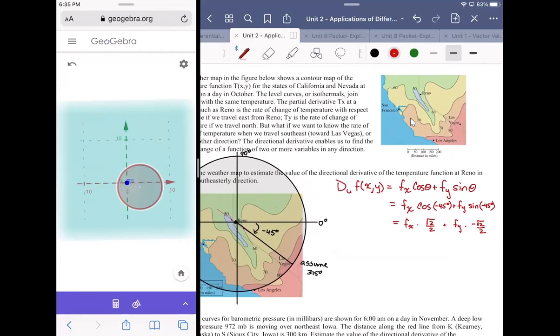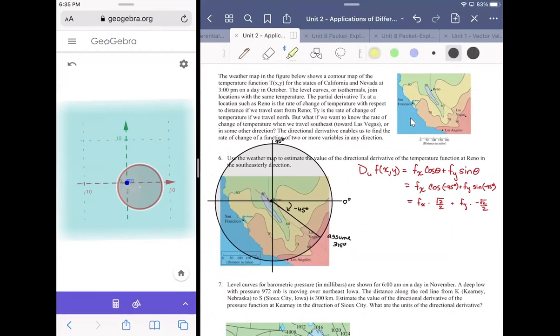So that goes back to the little blurb here. Let me get the T sub x first. T sub x at a location such as Reno is the rate of change of the temperature with respect to distance if we travel east from Reno. And T sub y is the rate of change of temperature if we travel north. So that's basically telling us the east-west relation and north-south relation when it comes to rate of change for temperature.